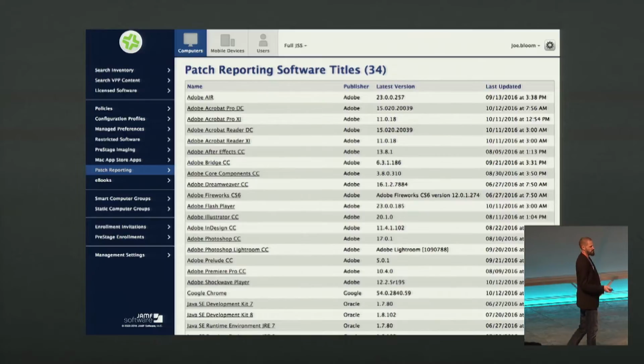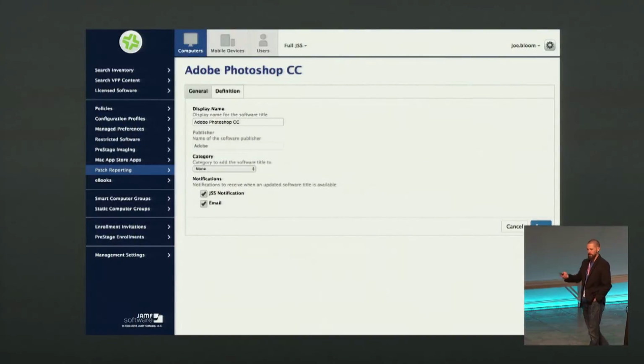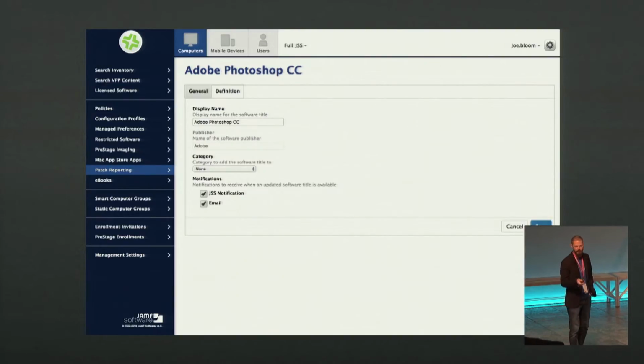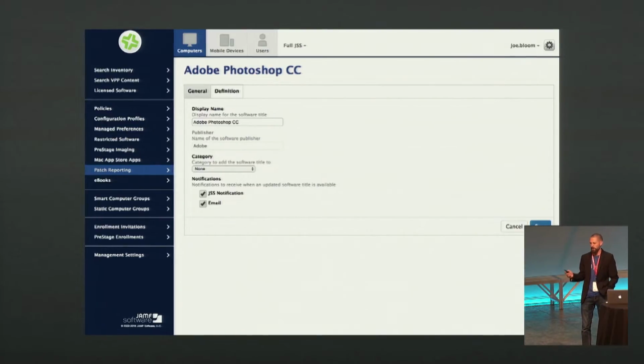I'm sure there's lots of questions that have been previously answered and might be asked again here, but just bear in mind as you bring this up, it'll show you the list of currently supported titles that we are vetting. And then this is the way that you would add those, so if you wanted to track those and get notified, you could. So in this example, I'm looking at Adobe Photoshop. I get the tab here where I can pick my notifications. Do I want to be notified in the JSS? Do I want me as a user to be emailed a notification when we have an update for this available?